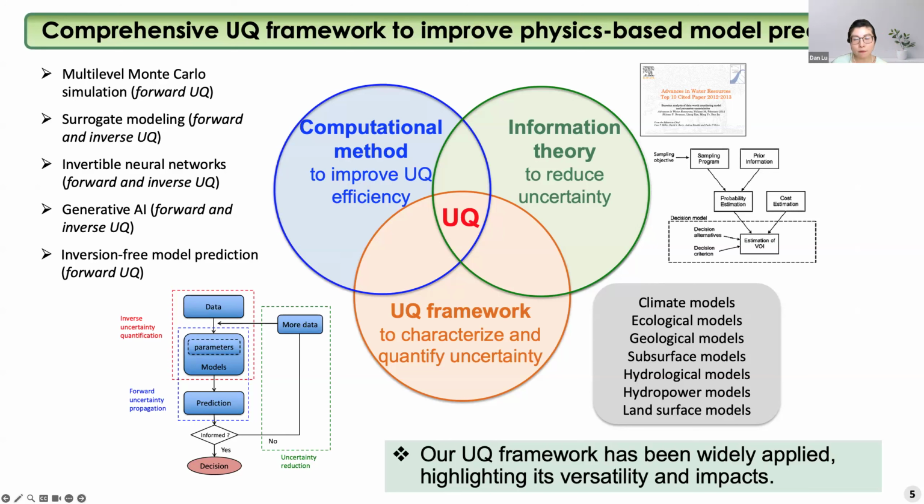Some methods focus on forward UQ, while others address both forward and inverse UQ, making these evaluations practical for complex and time-sensitive applications. We also introduce information theory-based approaches to guide cost-effective data collection and systematically reduce the prediction uncertainty. These methods have been successfully applied to a wide range of geoscience domains, including climate modeling, subsurface modeling, land surface modeling, and hydropower system modeling, demonstrating their versatility and real-world impacts.